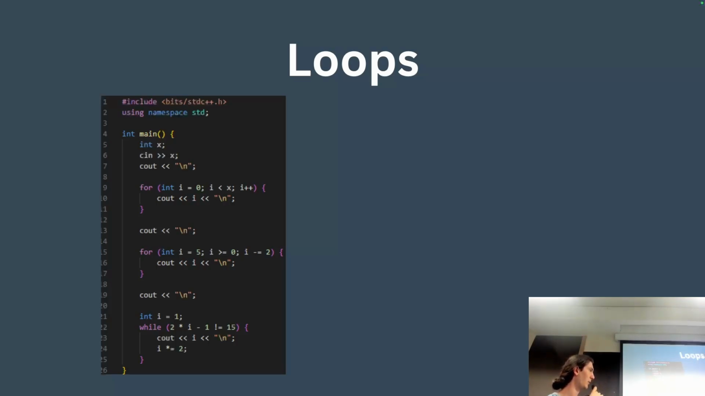I've got another for loop here, illustrating the versatility of these different statements. So starting i at 5 this time and going down by 2 at a time, while it's still greater than 0, or while it's positive essentially.